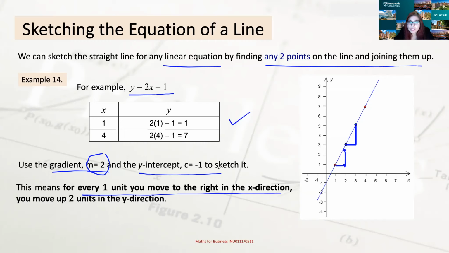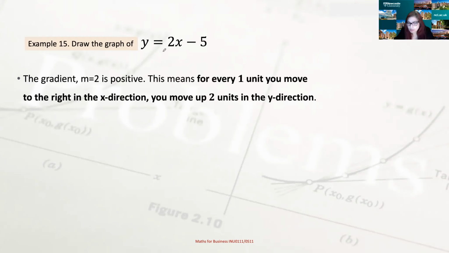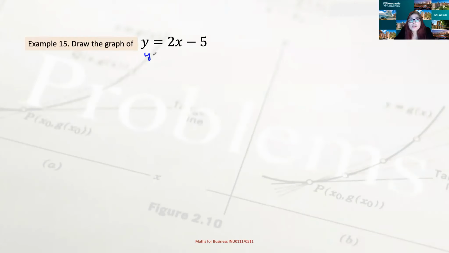Now let's see how to do this. Let's take another example, because that one is done for you. How will you draw this? First ask yourself, what do you understand from this straight line? It's already of the form y is equal to mx plus c, so you do not have to rearrange it. So m is equal to 2 and c is equal to -5.